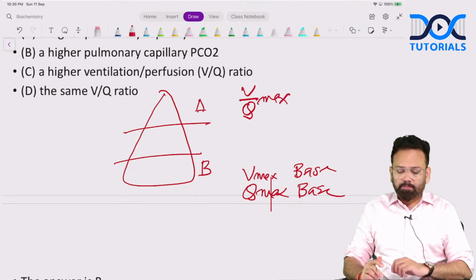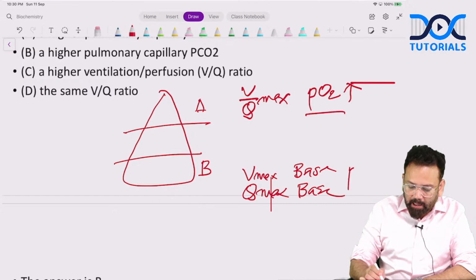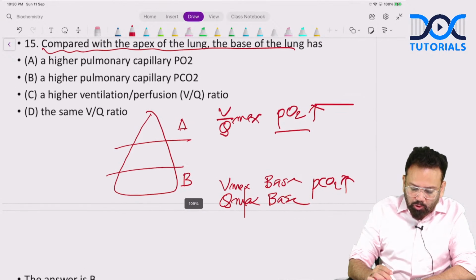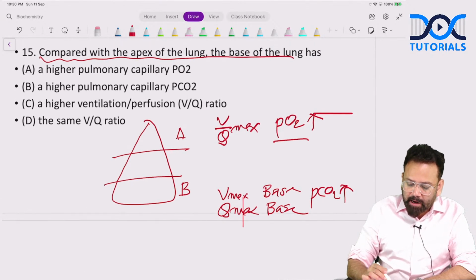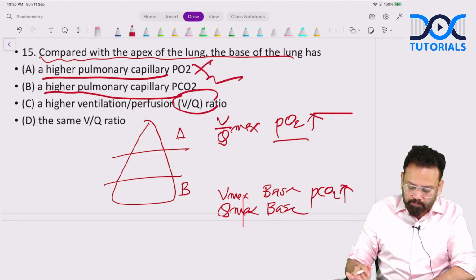So, what is the answer? Compared with the apex of the lung, does the base have high PO2? No, high PO2 is in the apex. High PCO2? Yes. High V/Q? No, low V/Q. Same V/Q? No. So answer is high PCO2.